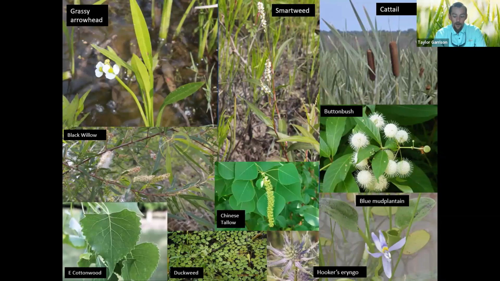We also see eastern cottonwood along bottomlands and also in some of these marsh situations in clay soils. And of course, our friend the duckweed. And then next to the duckweed is Hooker's eryngo, which is a member of the carrot family. You might be familiar with rattlesnake master. This is a smaller species that's common in clay upland prairies that are more wet, swales, bottomlands, and marshes as well.